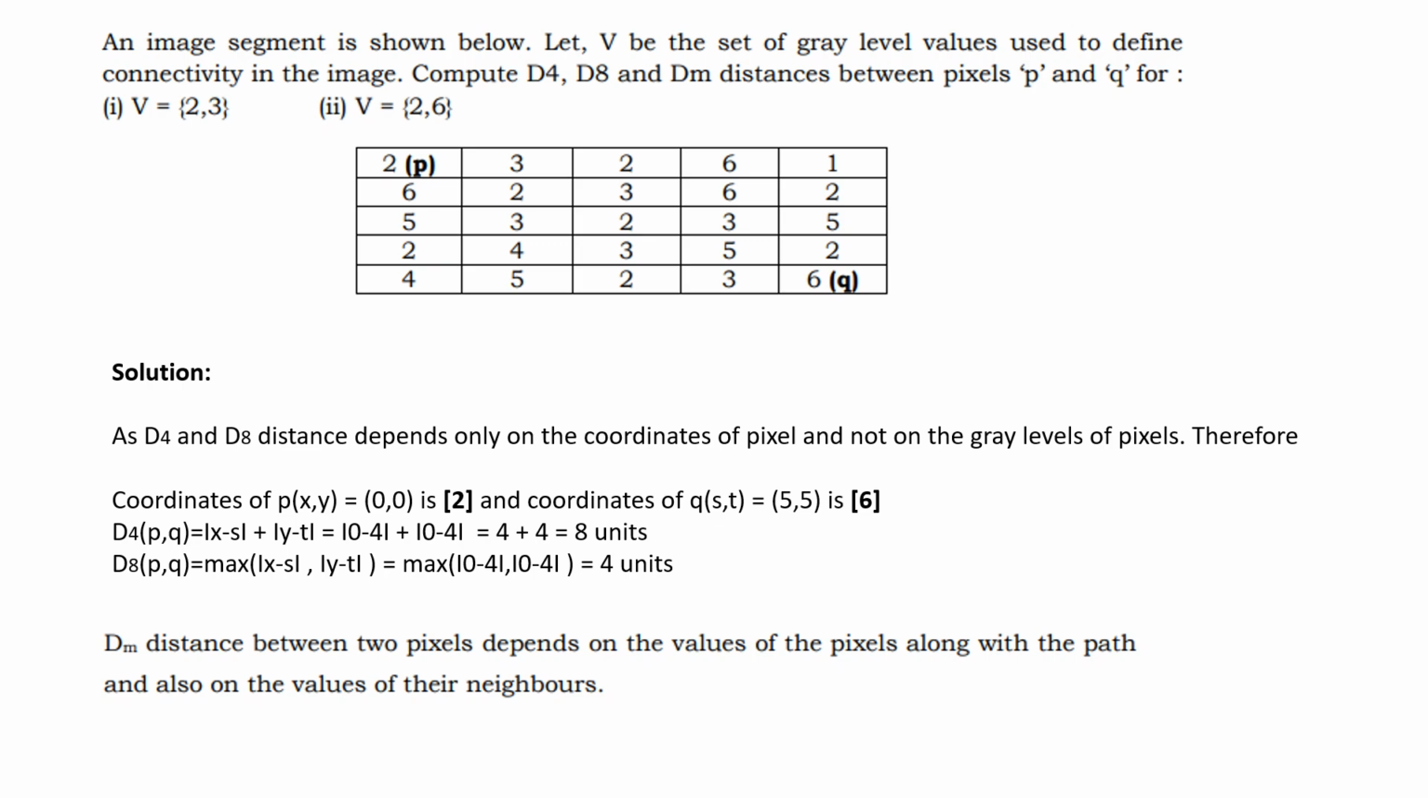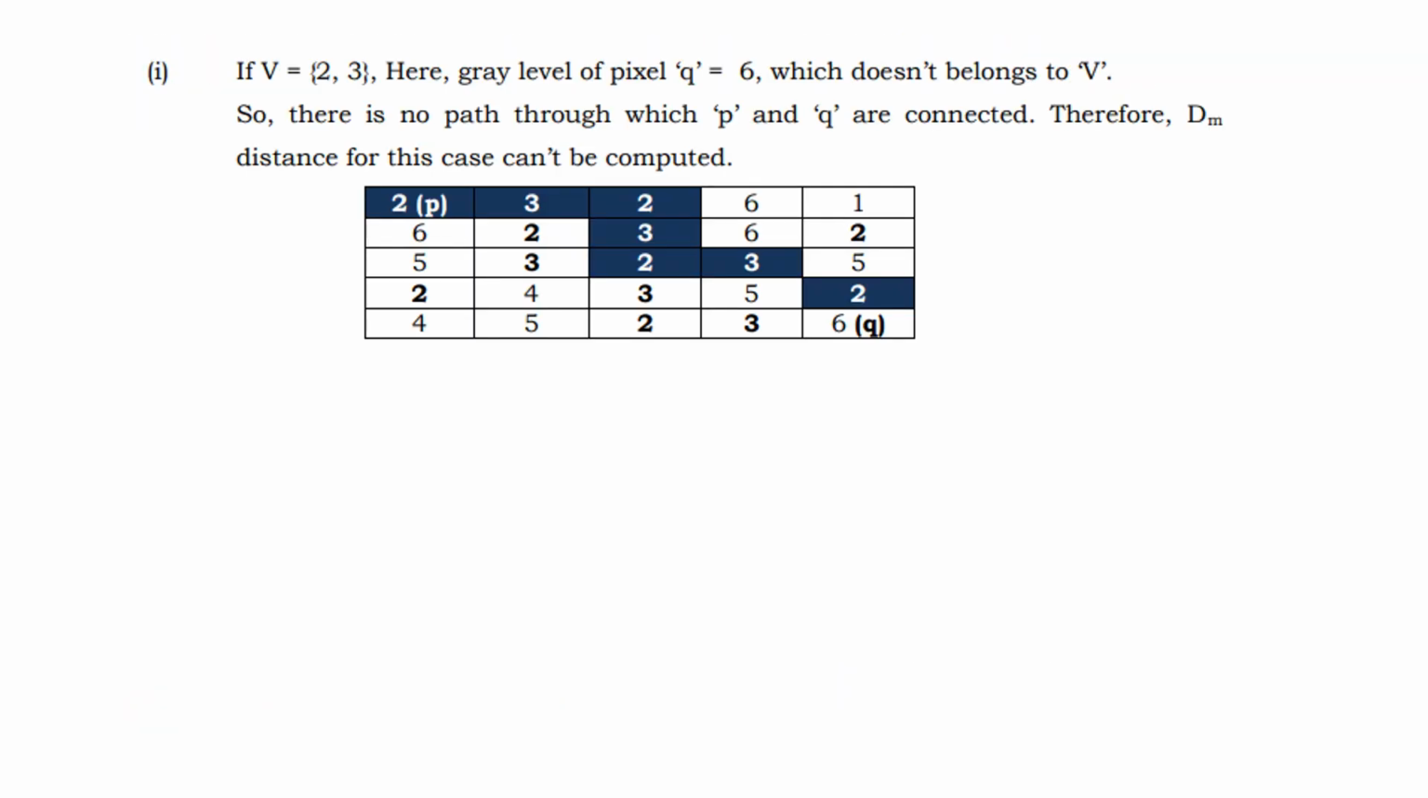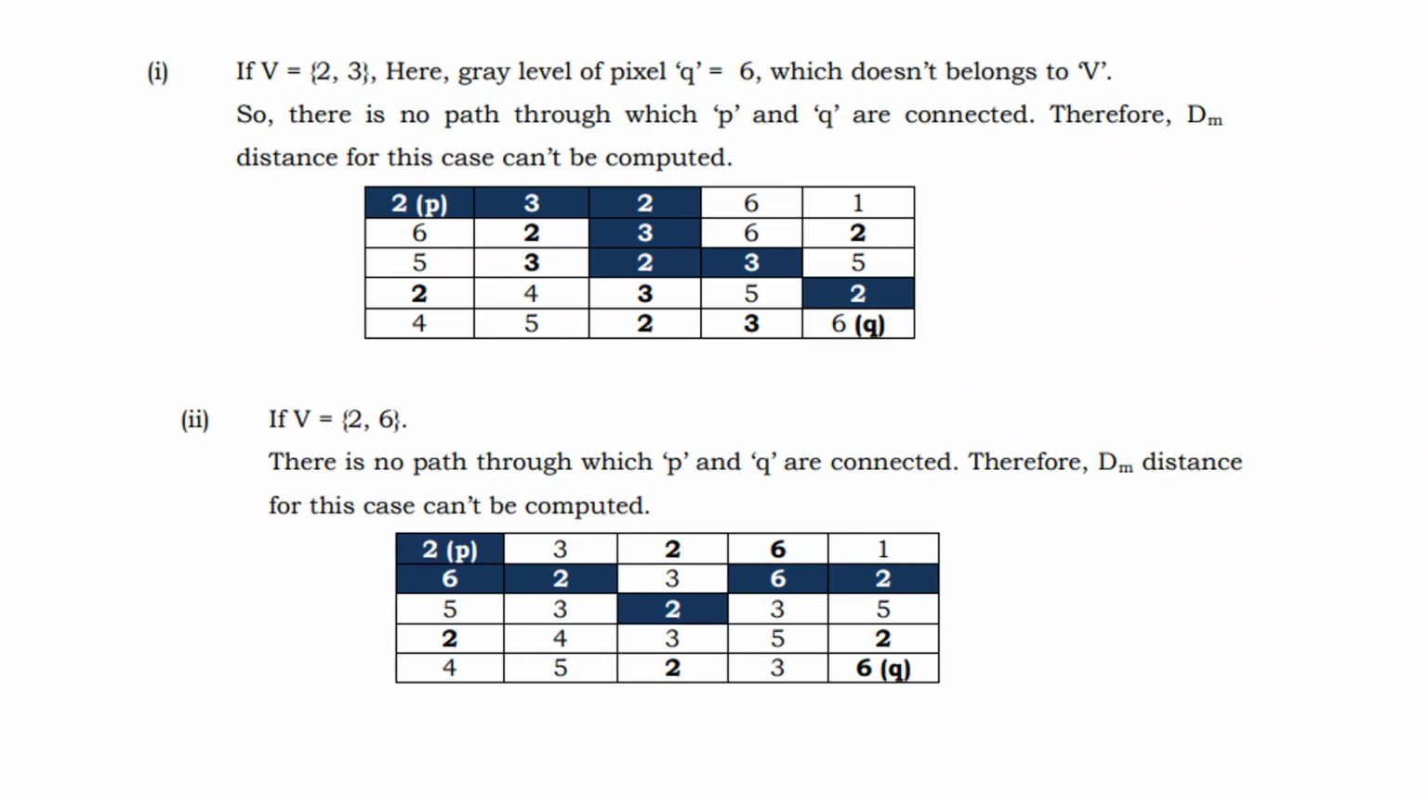DM is the distance between two pixels that depends on the values of the pixels along the path and also on the values of their neighbors. In this case, if V is equal to {2, 3}, the gray level value of pixel q is 6, which doesn't belong to V at all. So there is no path through which p and q are connected. Therefore, the DM distance for this case cannot be computed. That path does not exist. Next case, V is equal to {2, 6}. Here also there is no path by which p and q are connected. Therefore, the DM distance for this case cannot be computed.